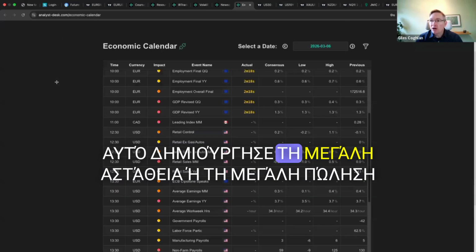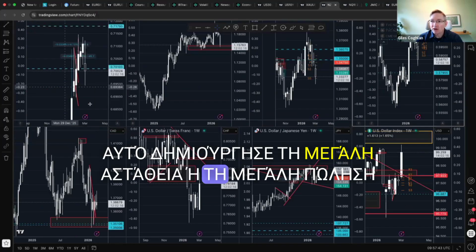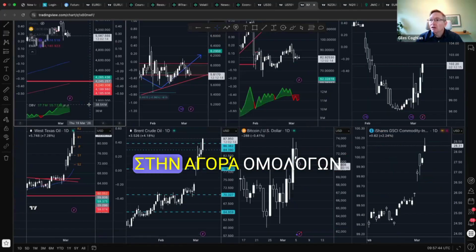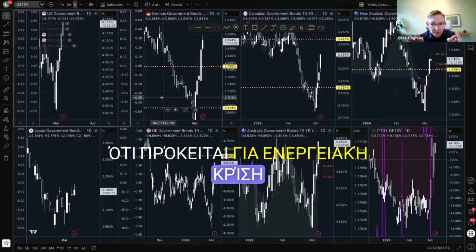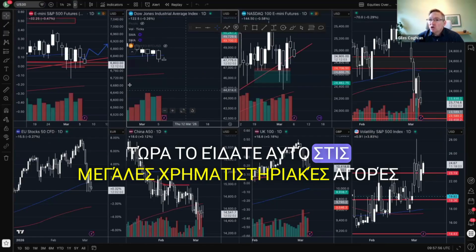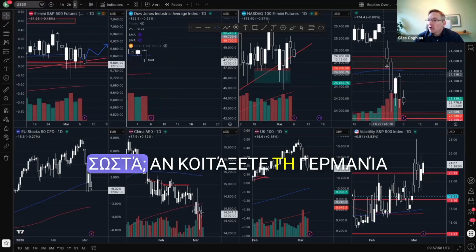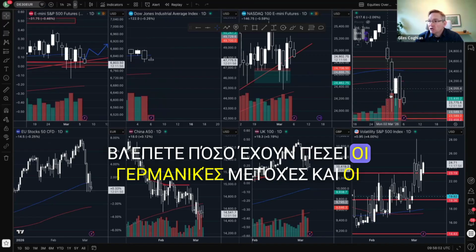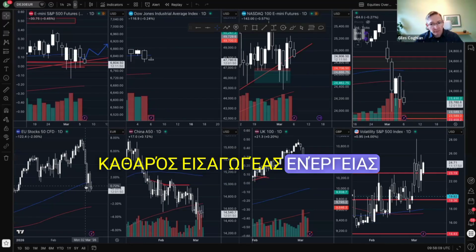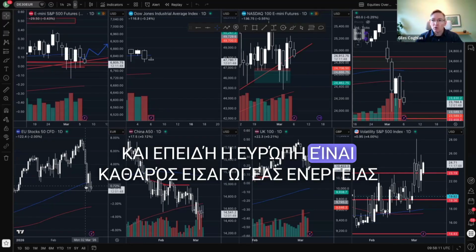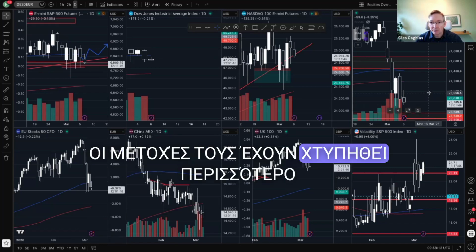That is what's created that big wobble or that big sell-off in the bond market, right? So that means from our macro perspective, this is an energy crisis. Now, you saw that in the major stock markets, right? If you look at Germany, do you see how heavy Germany's stocks have fallen and Euro stocks have fallen? That's because Europe is a net energy importer. And because Europe is a net energy importer, their stocks have been hit harder.